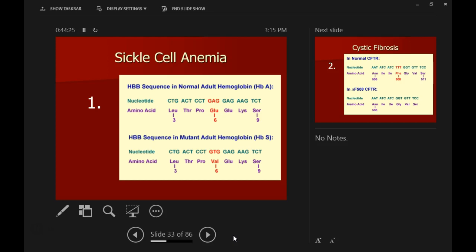Gotta have that. Those are the top three. Remember, base substitution, addition, or deletion. Those are the three that you have to have. So this one is a base substitution. You're absolutely right with the other one. We changed glutamic acid to valine. So in that case, that's going to be a missense.